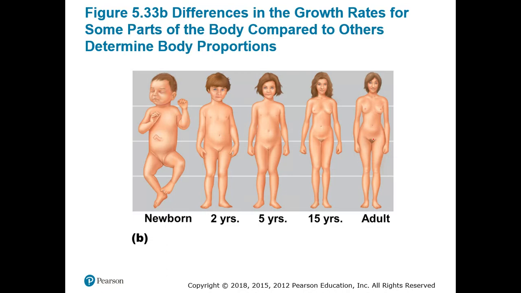This picture right here shows body proportions. So when you are a newborn, you can kind of see that your head and torso, right from here to here, is a lot longer than your limbs. Where when you become 2 years old, that starts to lengthen. It continues to become more proportional. And then when you become an adult, your body is a lot more proportionate.